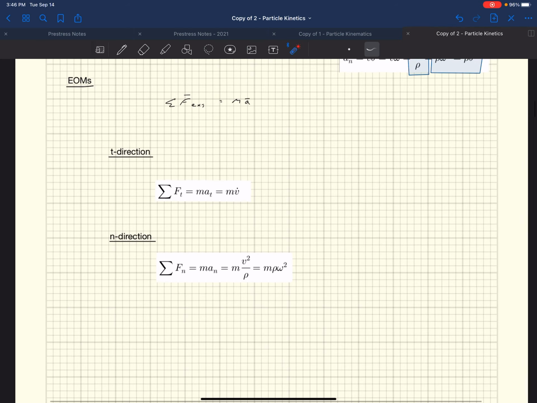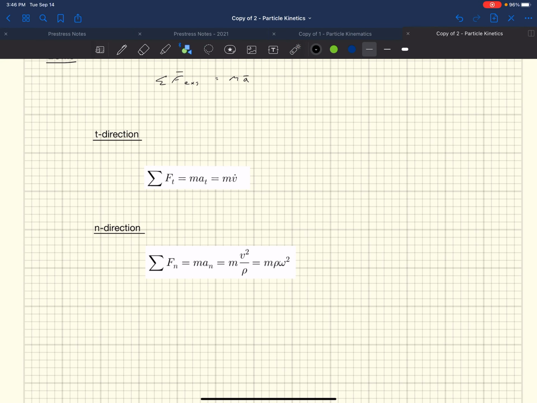So we look down at our equations of motion. We have two of them for this coordinate system. You could also add a z component to this and turn this into a 3D problem, just like what we did in polar coordinates. But right now, we'll just treat it as a planar motion problem. So we have this equation of motion. Sum of the forces in the t direction is mass times acceleration in the t direction, which is just mass times v dot. How is that speed changing?